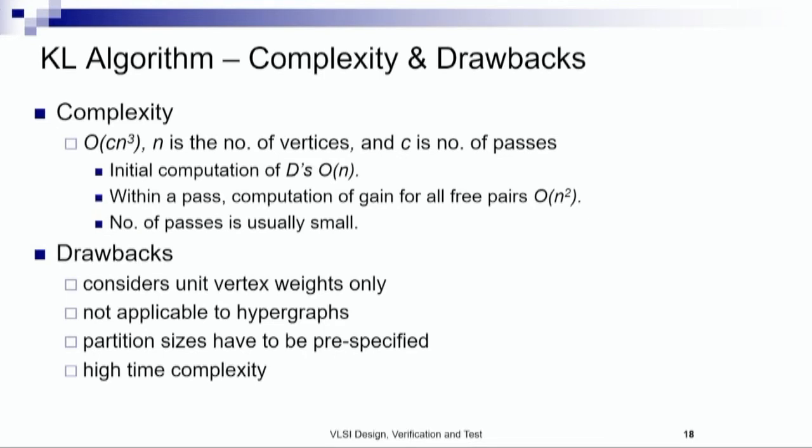The number of passes is usually small. What are the drawbacks of the Kernighan and Lin algorithm? It only considers unit vertex weights. It's not applicable to hypergraphs. We will not define hypergraphs here.